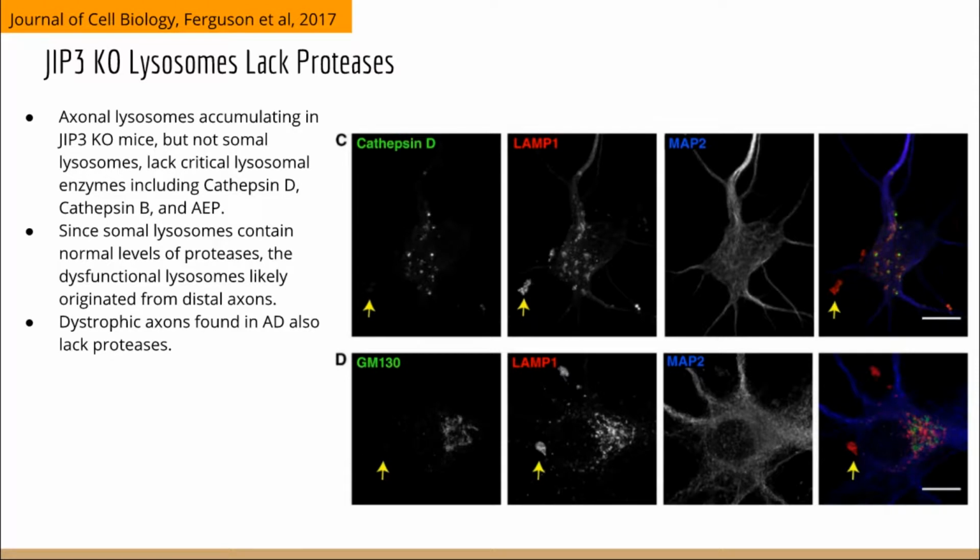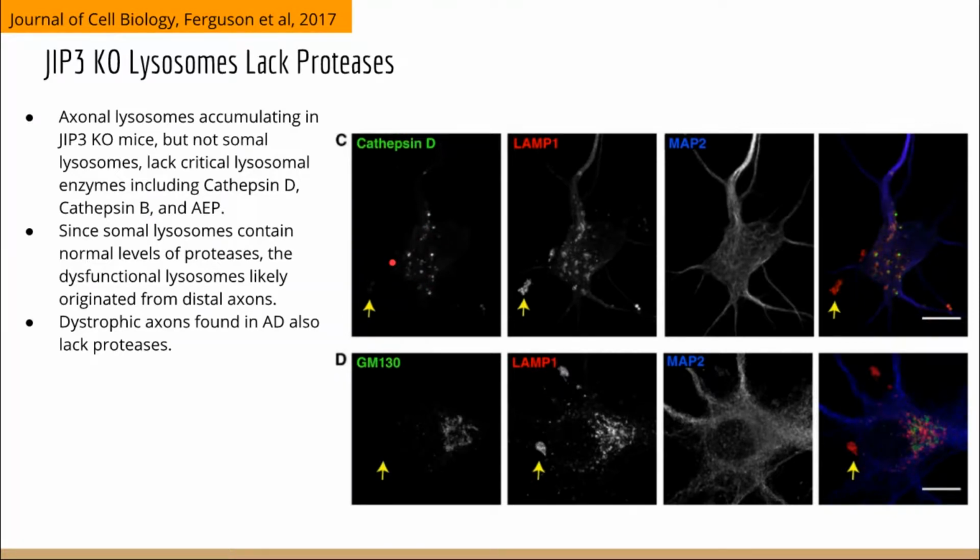To better characterize these stalled acidic organelles, they stained for various lysosomal enzymes. They looked for cathepsin D right here, and they also looked at cathepsin B and AEP. These are all lysosomal enzymes, and what they found is that there were very low levels of each of these proteases in these axon clustered lysosomes that were in the swollen axons. But they were plentiful in the somal lysosomes.